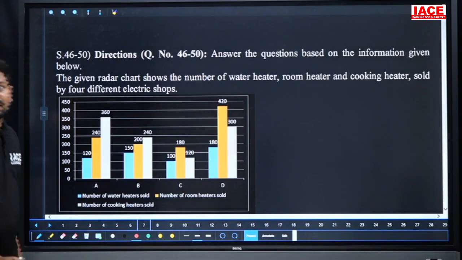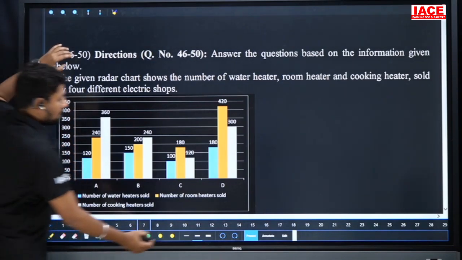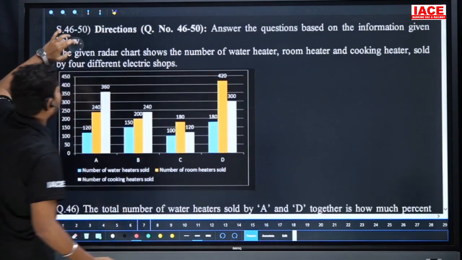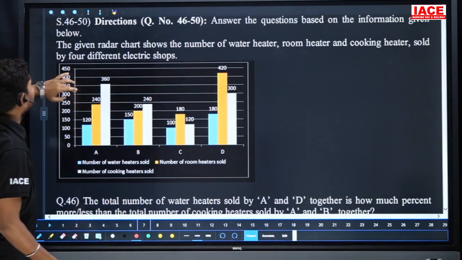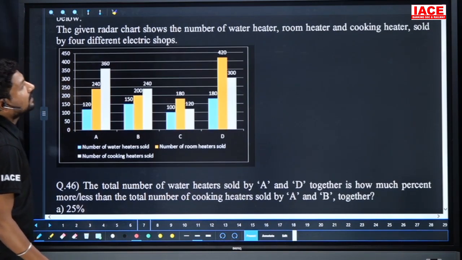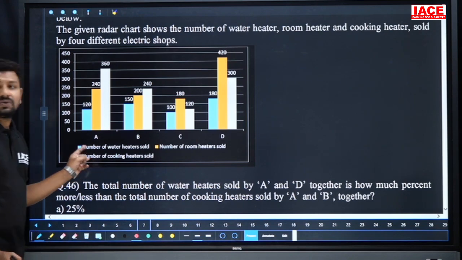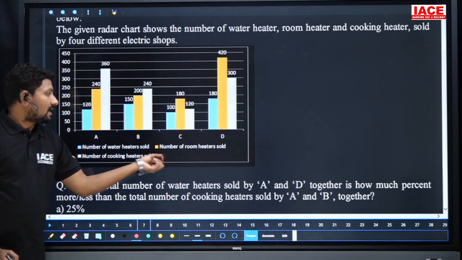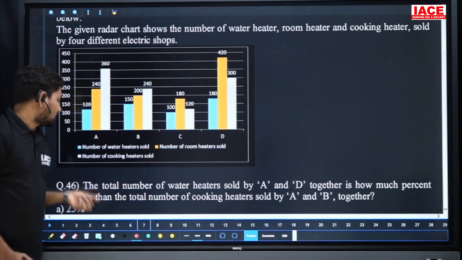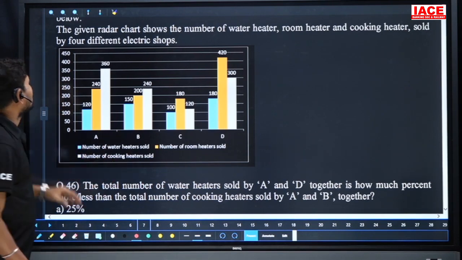Here we have a direction based on data interpretation. The data interpretation is a radar chart. The given radar chart shows the number of water heaters, room heaters, and cooking heaters sold by 4 different electric shops. The blue color belongs to water heaters, the orange color belongs to room heaters, and the light black color belongs to cooking heaters. So let's go for the questions directly.